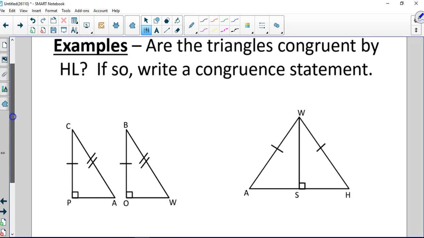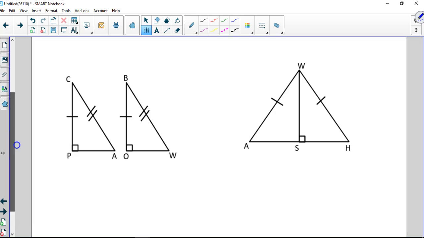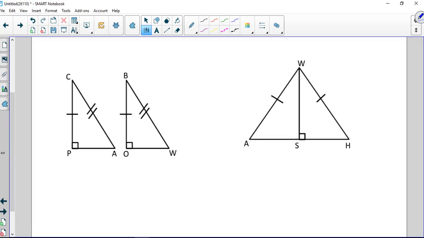So let's see if these are congruent, yes or no. Then we're going to write a statement. So we have our right triangle and our hypotenuse. We have a right triangle and our hypotenuse. Both of the hypotenuses are marked with a 2 mark. We have a leg here marked equal, so we have a hypotenuse and a leg.